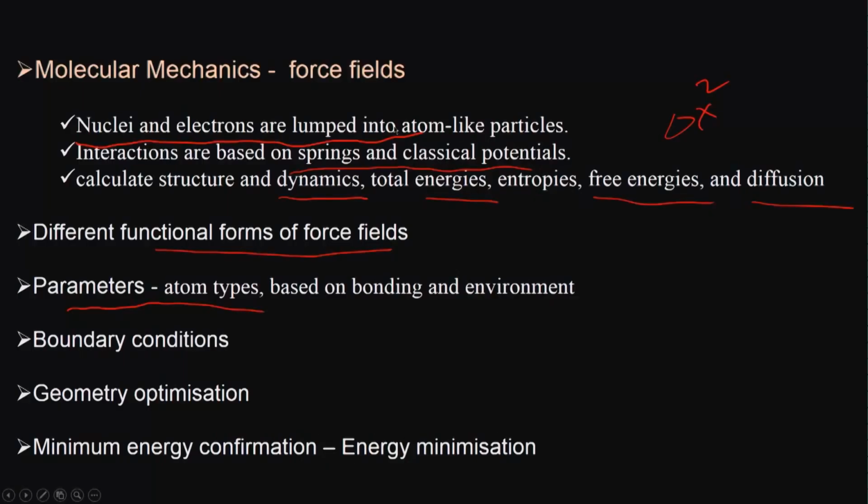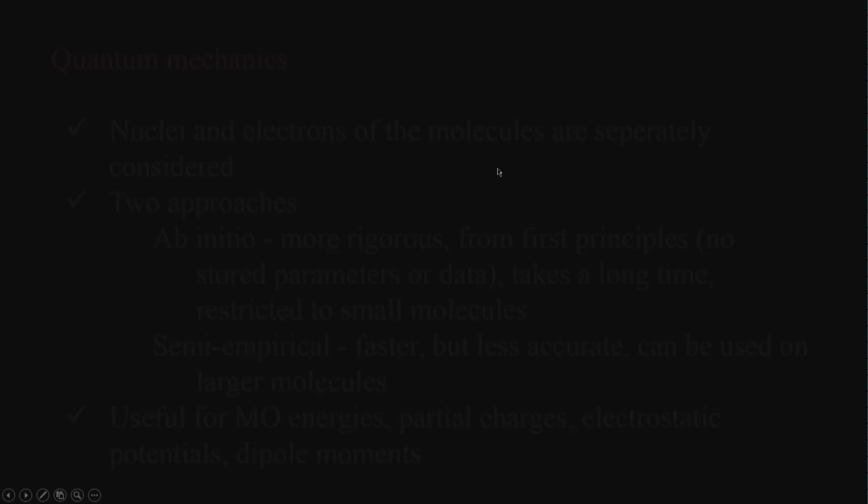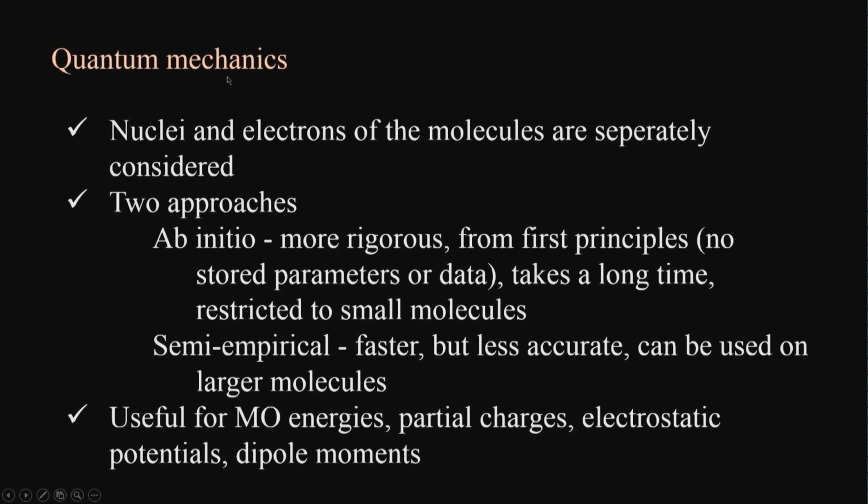So this is called the molecular mechanics. So everything is lumped as atoms connected by springs and so on. Now let us go to something different, that is called the quantum mechanics. Here nuclei and electrons of the molecules are separately considered, okay. So that is very important, they are separately considered.